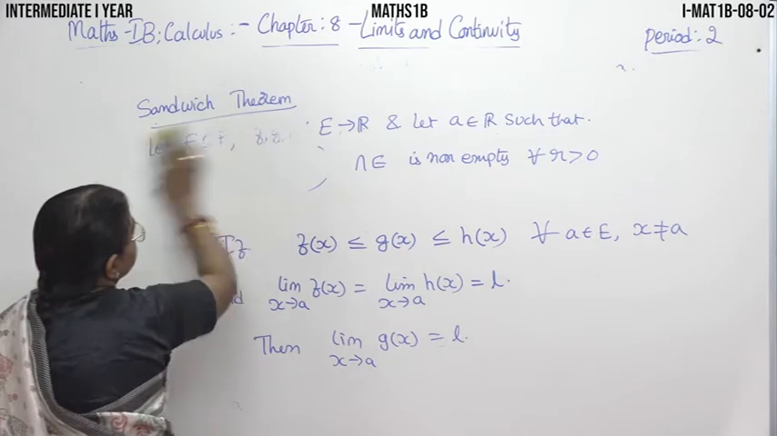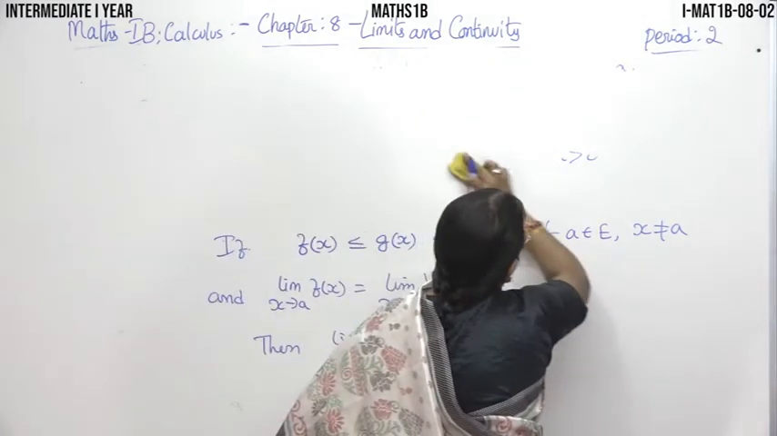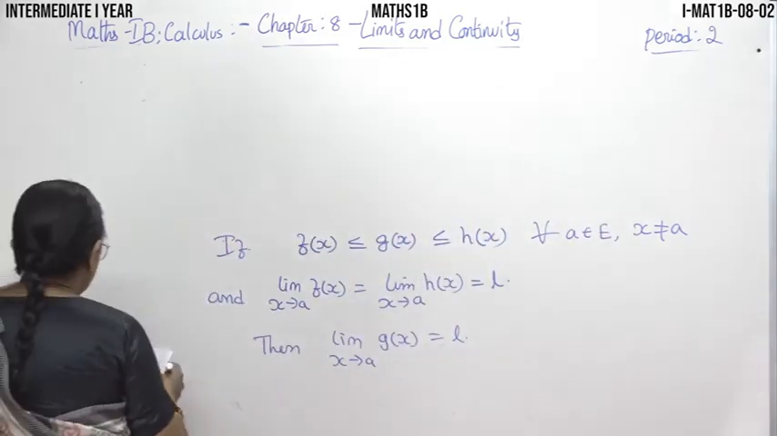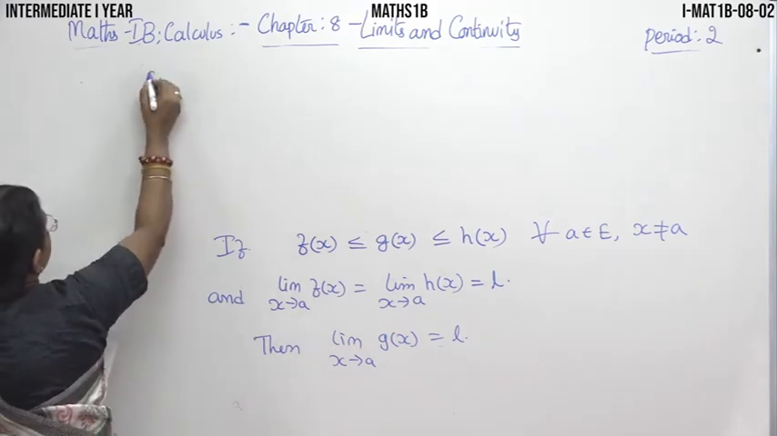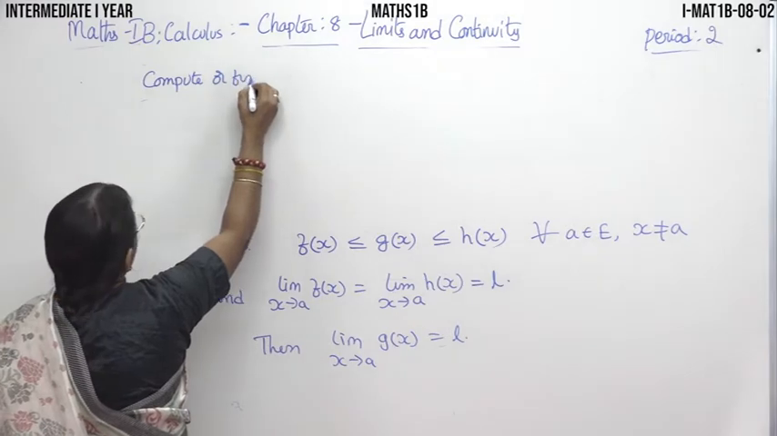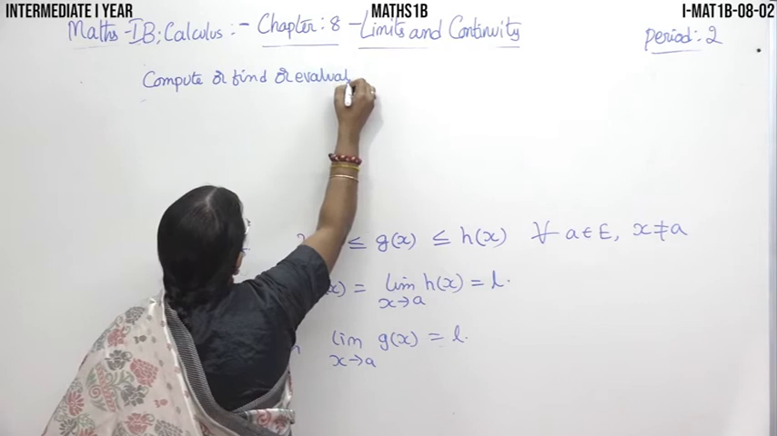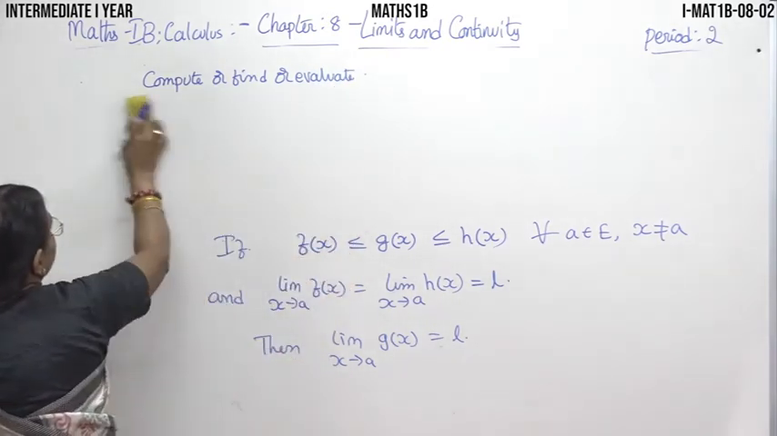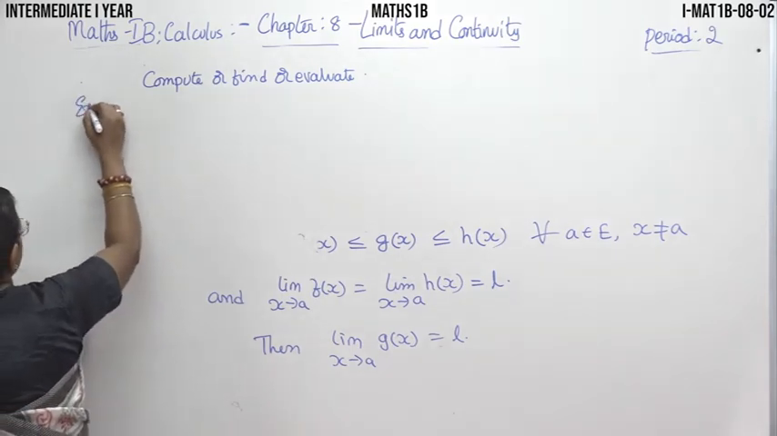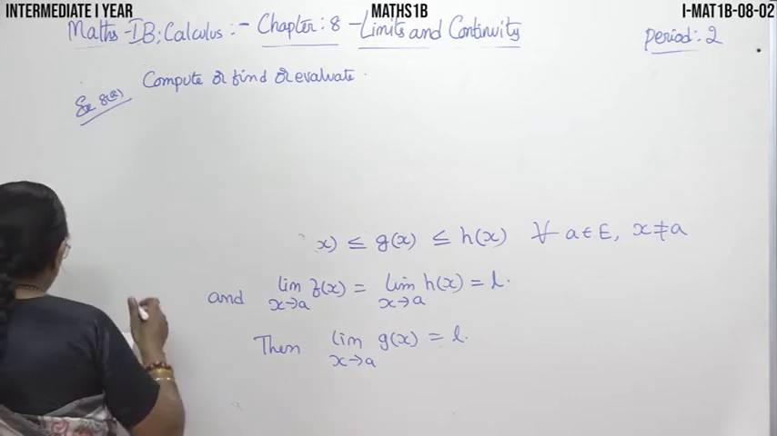Now we'll do the problems. Problem-wise, it is a very easy chapter. You can easily do the problems once you get the method. So in the exercise, all these problems are like compute or find or evaluate. So all questions have this in common: evaluate limits. So the first problem, this is in exercise 8A. I'm including examples also. So one or two problems we'll do.